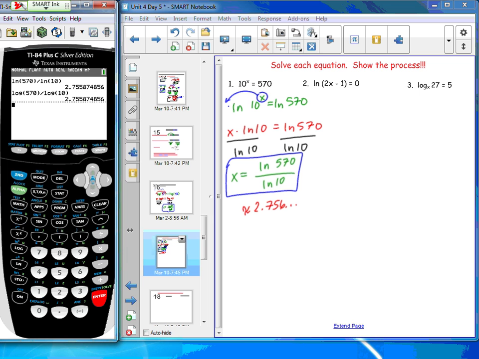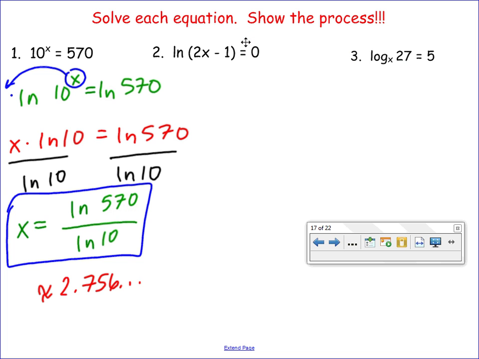I'll put an ellipsis to show the reader we know that it's irrational and goes on forever. Take a look at the second one. What's the invisible base on the natural log? Be ready. What's the invisible base on this ln right here? Tyler? Euler's number, e.